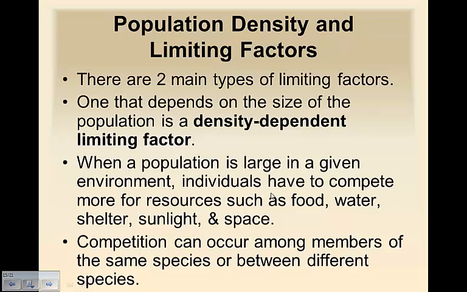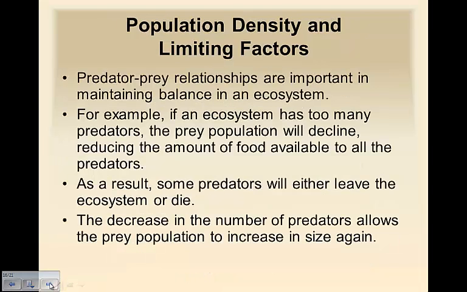Okay? So when a population is large in a given environment, individuals have to compete for more resources. We saw that in the oh deer game. So the more deer we had, they then competed. You started running for the resources in order to be able to get them. And the competition can occur with the same species or different. But think about it. It's not just the deer that are looking for food and water while they're out there. They're competing with other animals for those resources.